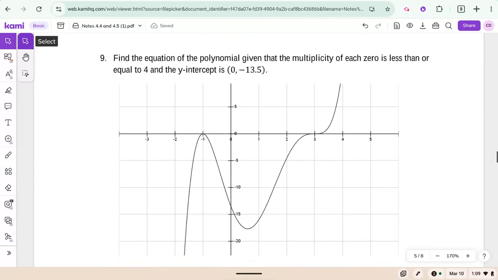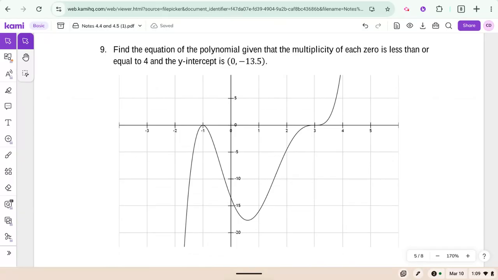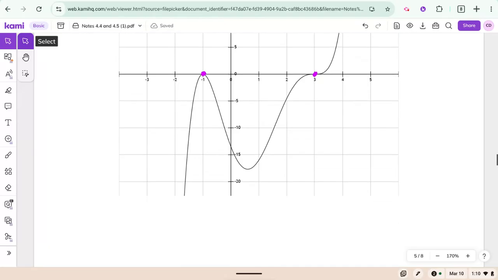All right, we're getting there. It says find the equation of the polynomial given that the multiplicity of each zero is less than or equal to 4 and the y-intercept is 0, negative 13.5. Okay, so let's see. So this one right here appears to be a multiplicity of 2. This one right here appears to be a multiplicity of 3 because it does that inflection thing. So at negative 1, it bounces off. At 3, it sort of inflects.